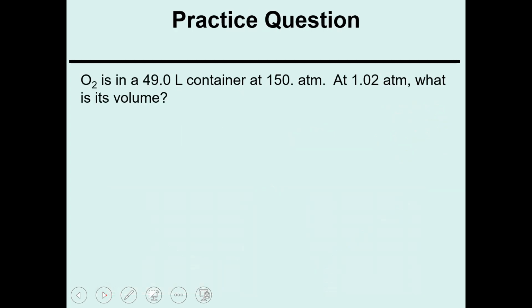So let's take a look at an example problem here. We have O2 in a 49-liter container at 150 atm. At 1.02 atm, what is its volume? So we're going to use Boyle's law because we're dealing with pressure and volume. So P1 is given to us as 150 atm.